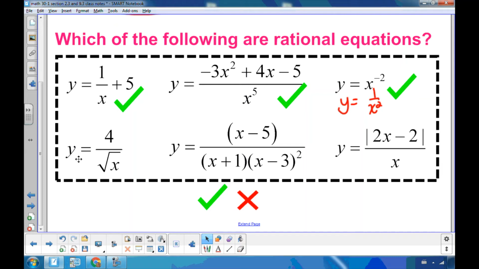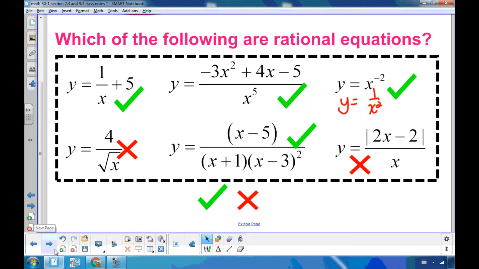If I look at this one here, 4 is a polynomial. However, square root of x is not a polynomial. Therefore, that is not a rational equation. So it's not just that it's a fraction, it's that the numerator and denominator have to be polynomials. If I look at this one here, numerator and denominator are both polynomials. They're just in factored form. And then the last one, x is a polynomial, but the numerator is an absolute value. So that is not a polynomial.